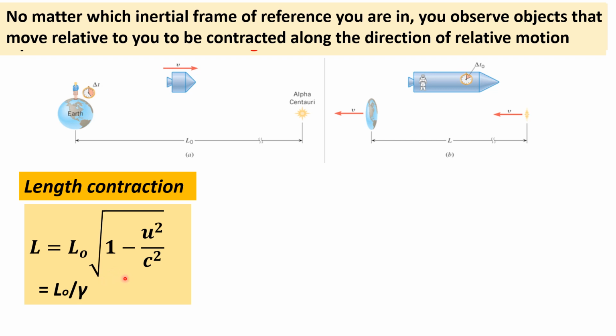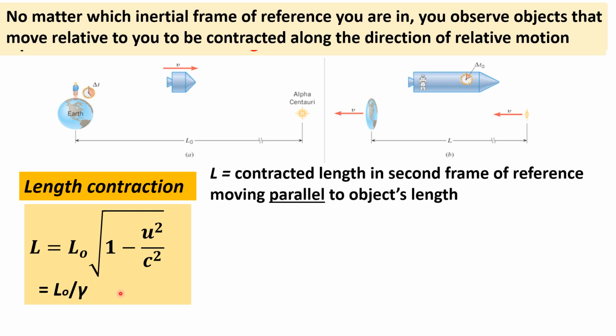And we know that the reciprocal of the square root of 1 minus u squared over c squared is labeled here as gamma, which is known as the Lorentz factor. So the contracted length L can also be expressed in terms of the Greek letter gamma, or Lorentz factor. We just divide the proper length L naught by gamma to get the contracted length.